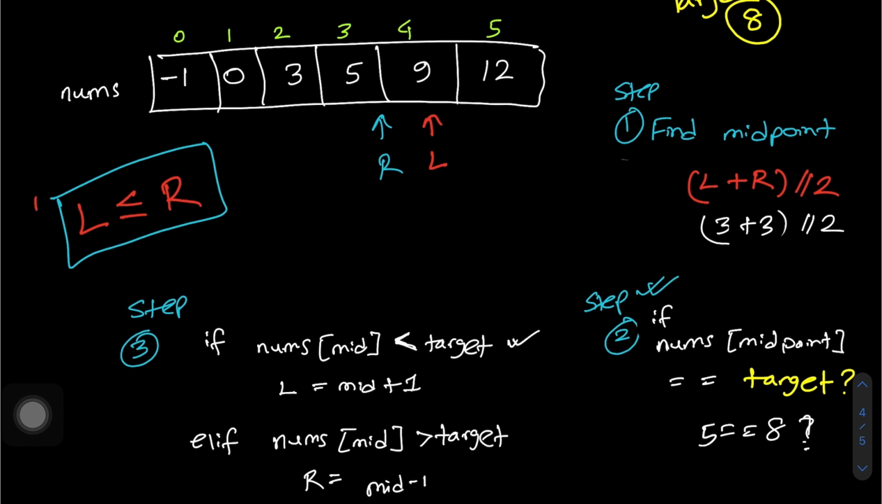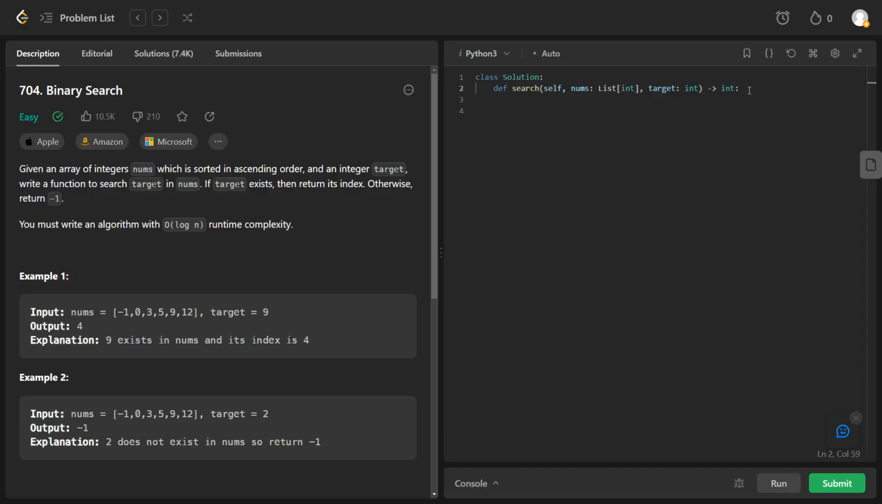So whenever this condition becomes false, we do not continue the searching anymore, and that means that we have not found the value of 8, our target, in our array. And so that is basically how binary search works. And now let's dive into the code and see how we can implement this. So now let's code up the solution.